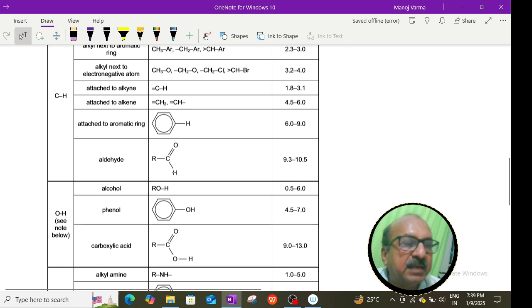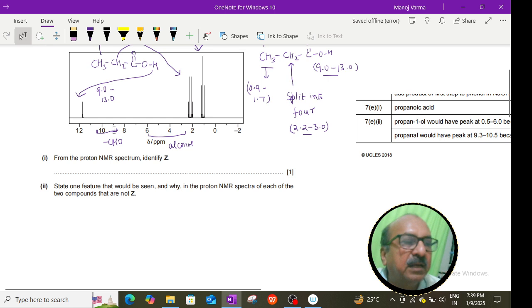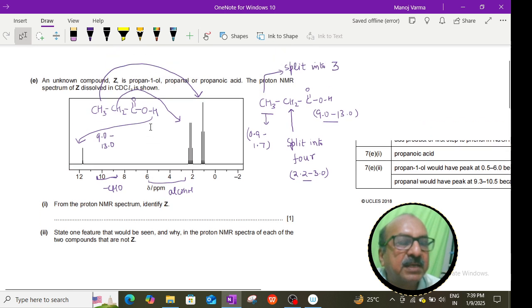And why is aldehyde ruled out? Because for an aldehyde, we'd get a signal around 9.3 to 10.5. You are not having any signal over here which represents the aldehyde group. So they are ruled out. And therefore, once again, it is proved beyond doubt that this NMR spectrum is that of propanoic acid.